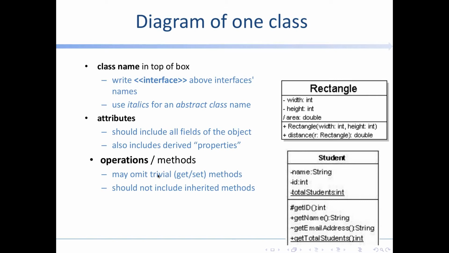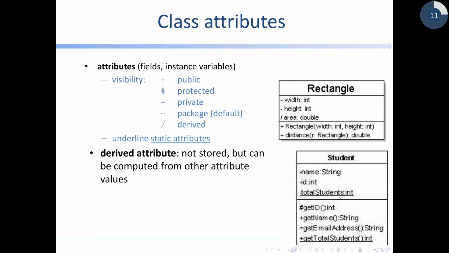As you can see, we don't have the get and set methods in here, but in this example we do have get and set methods, so it's dependent on the application. But we don't show the inherited methods. If this is a subclass, we're not going to show the inherited methods from the superclass. Next slide.